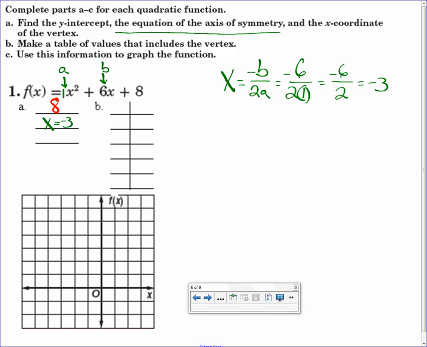All right, now the last part of this is to find the x-coordinate of the vertex. Okay, that x-coordinate is going to be where this number starts off right there.